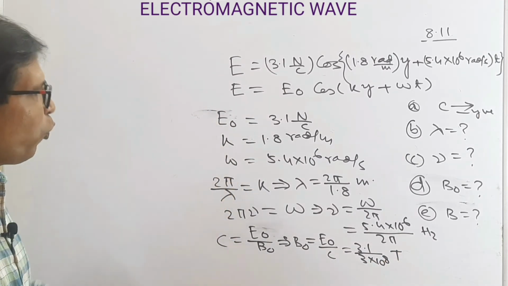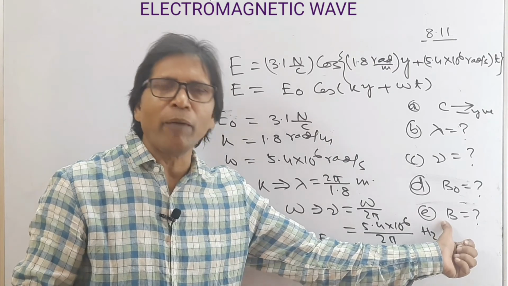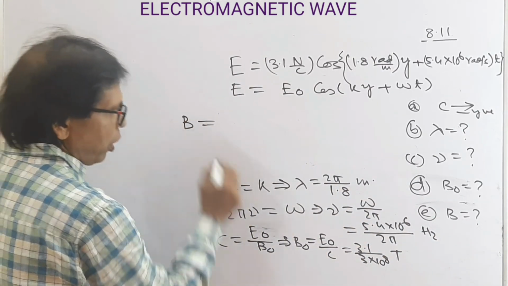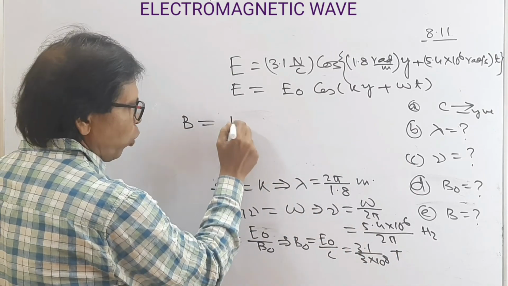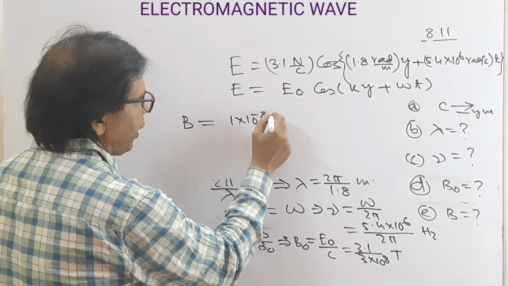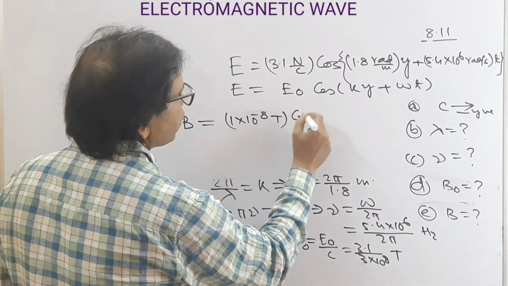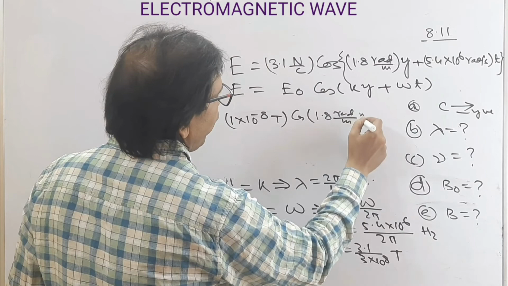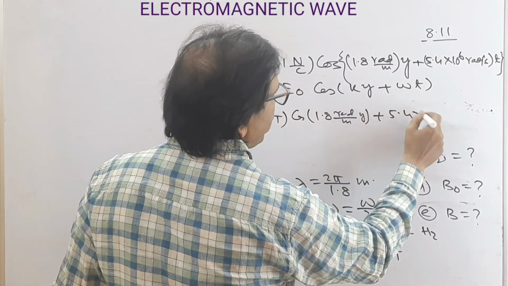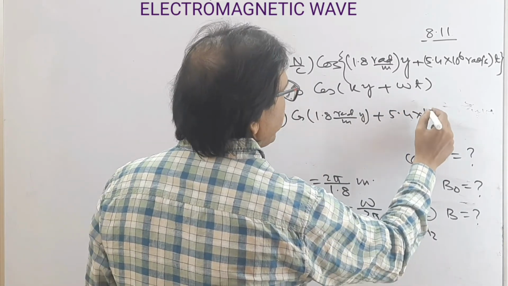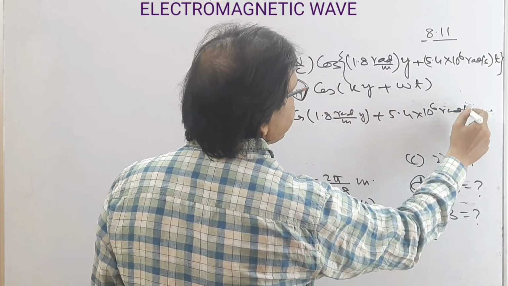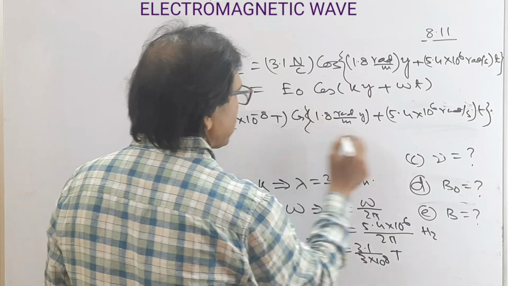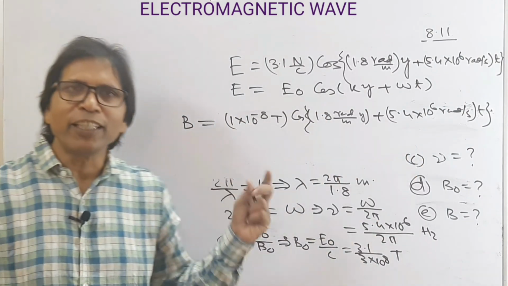Okay. Now we have to express the equation of the magnetic field. So look at this, the magnetic field becomes B naught, this is 1 into 10 to the power minus 8 Tesla, and cos of 1.8 radian per meter y plus 5.4 into 10 to the power 6 radian per second t. This is the expression of the magnetic field.